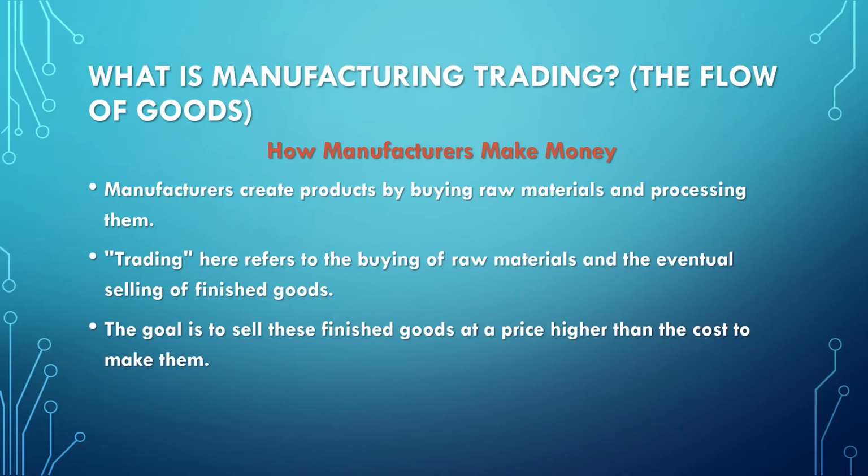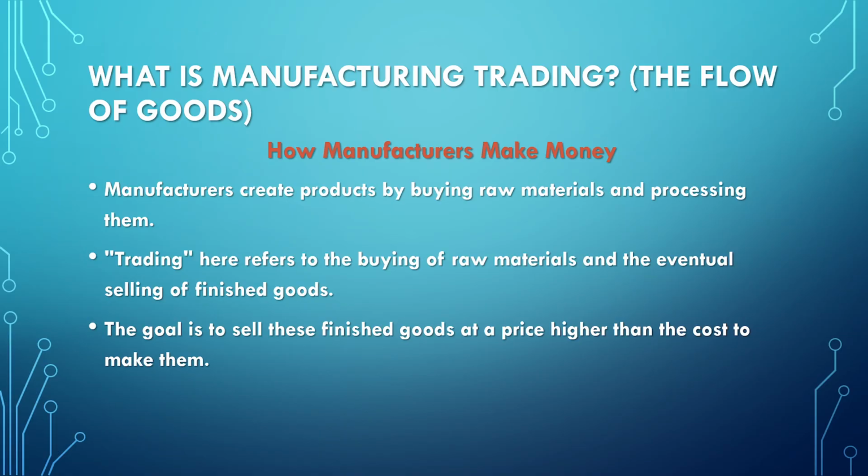What is manufacturing? Trading. Okay, now trading basically means buying and selling finished goods. Okay, they can buy and sell finished goods, that is called trading. Manufacturing actually means creating the products that they sell. They basically buy raw materials like say steel, plastic or fabric, and then they process these materials using machinery and labor to make the final product. Okay, now the trading account comes in when they buy these raw materials and sell the finished goods.